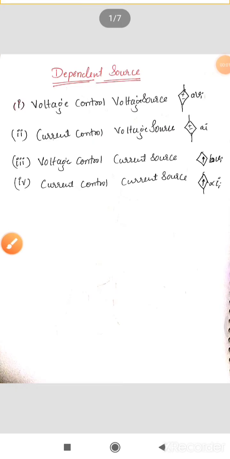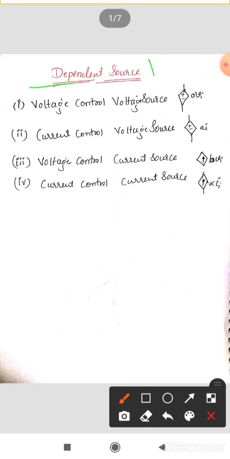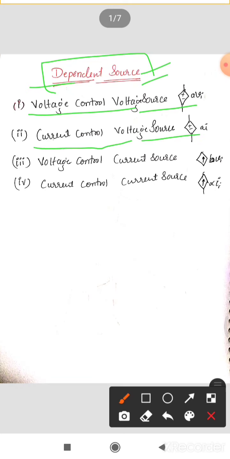Welcome to this lecture. Today we are going to discuss numericals on dependent sources. We have discussed in earlier classes also that there are four types of dependent sources. One is the voltage controlled voltage source, the current controlled voltage source, the voltage controlled current source, and the current controlled current source. Remember these four.